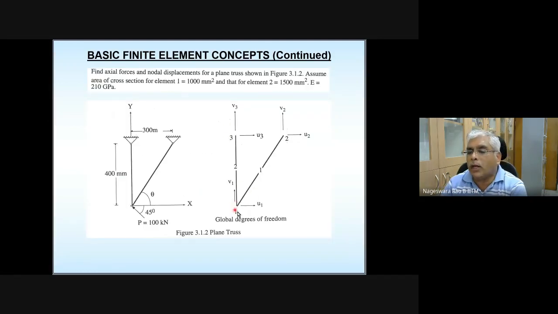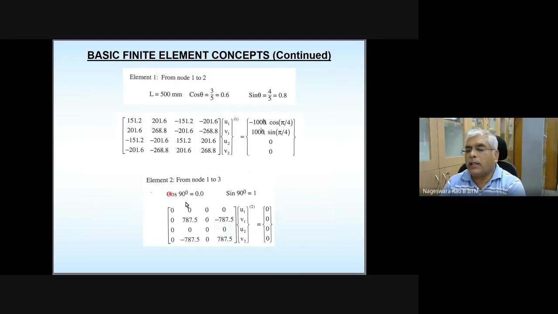So this is local node 1, this is local node 2. Based on that, whatever I am noting has a bearing on the angle that comes in here. So you need to clearly note that. Write the element equations for element 1 and element 2.